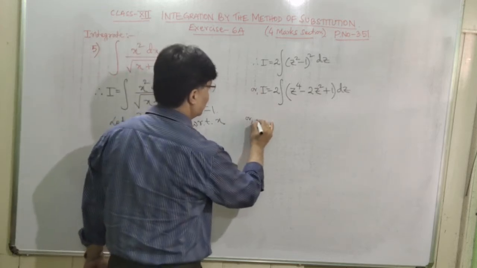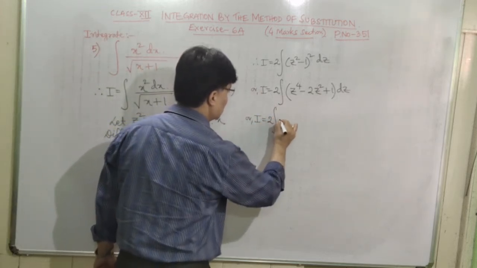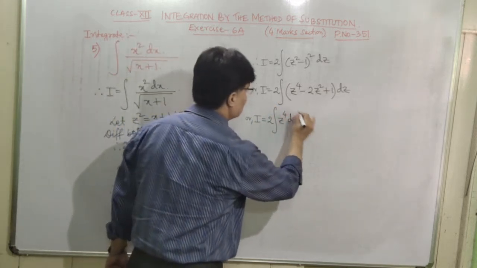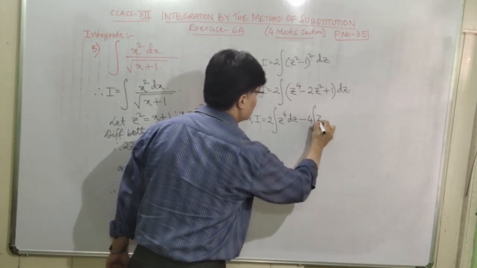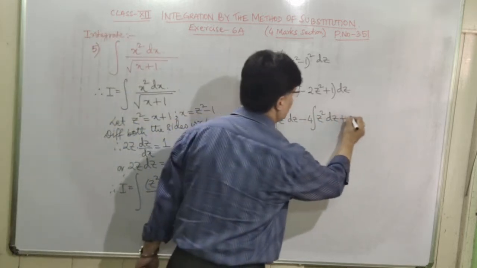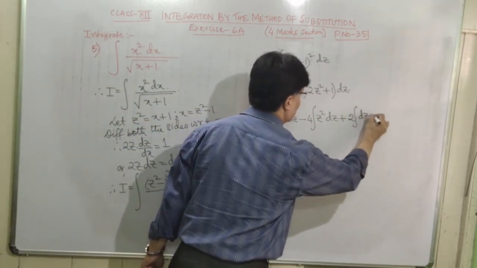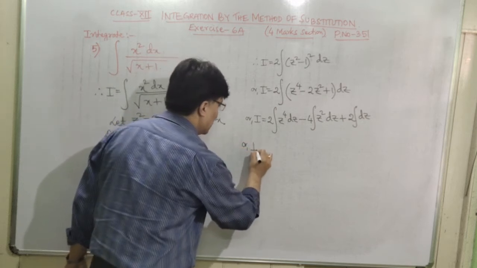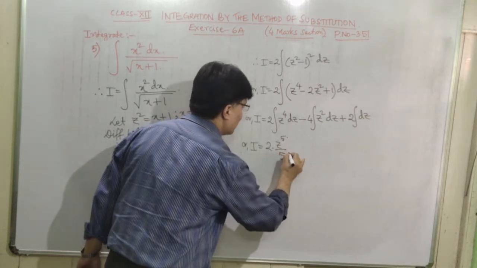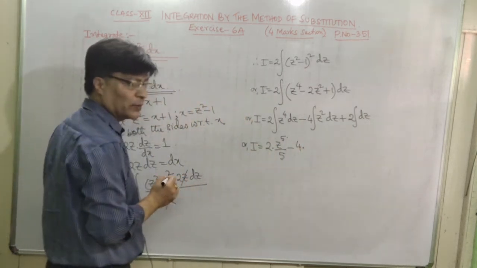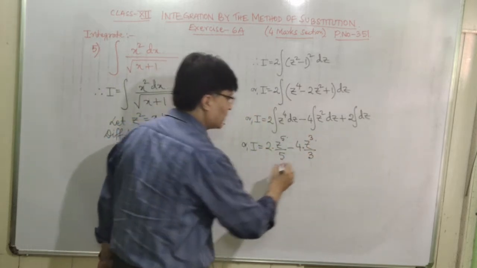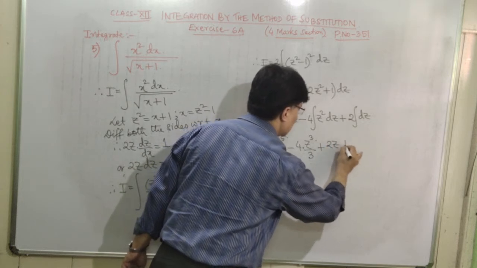Next, let us separate the terms. I is equal to 2 integral of z to the power 4 dz minus 4 integral of z square dz plus, what is the third term, 2 integral of dz. Or I is equal to 2 into, integration of z to the power 4 is z to the power 5 by 5, minus 4 into, integration of z square is z cube by 3, plus 2z plus c.